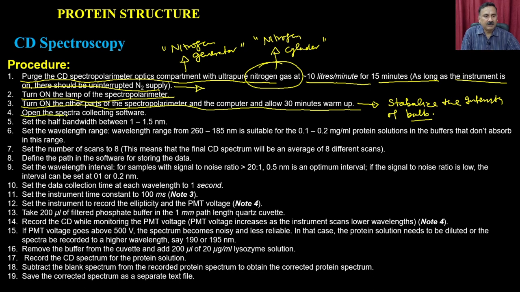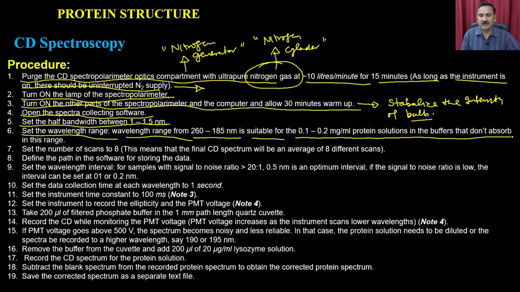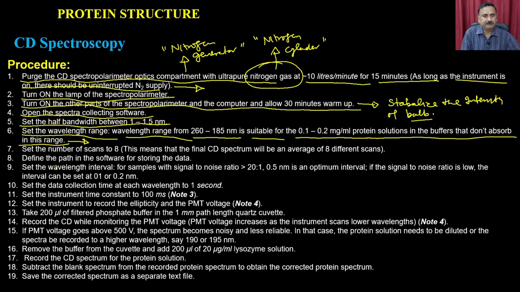Then you can open the spectra collecting software, set the half bandwidth between 1 to 1.5 nanometer, and then set the wavelength range. The wavelength range can be from 260 to 185 nanometer, and it is suitable for 0.1 to 0.2 milligram protein solutions in a buffer that does not absorb in this range. You have to first take the control buffer solution as well, so that you will know the absorptivity of the buffer in that particular range.